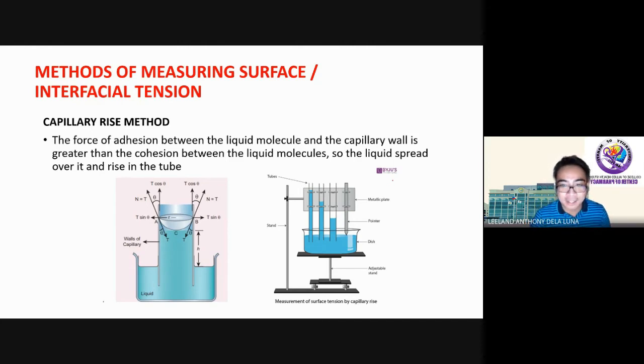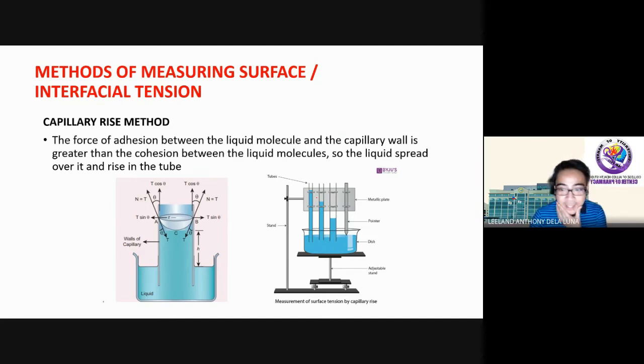Now class, normally kasi, di ba, if you have a capillary, the higher the surface tension is, mas malakas yung force that causes the water to go up the capillary tube. Okay? So, yun class ang minimeasure natin dito. So, the force of adhesion between the liquid molecule and the capillary wall is greater than the cohesion between the liquid molecule. So, the liquid spreads over it and rises in the tube. So, the higher it rises class, the higher will be the surface tension that's being created. Okay? So, are we good?